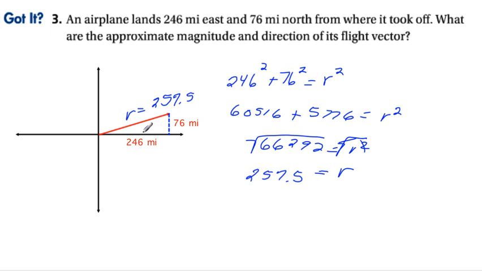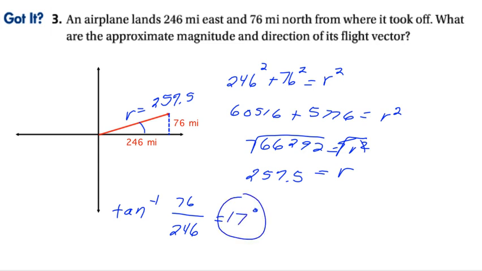We're looking for this angle right here. And for that angle, we have the opposite and adjacent, which is our tangent function. But whenever we're looking for an angle measure, we're going to use the inverse tangent function. The opposite is 76, the adjacent is 246. So we punch that into our calculator, the inverse tangent of 76 divided by 246. That gives us about 17 degrees.